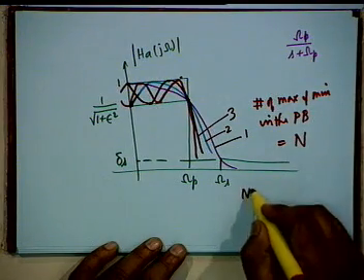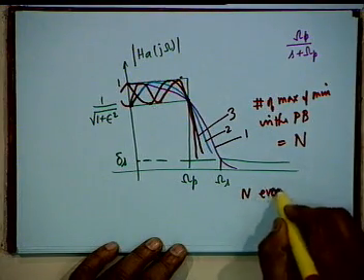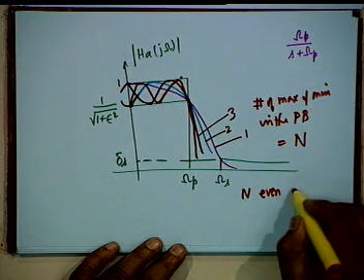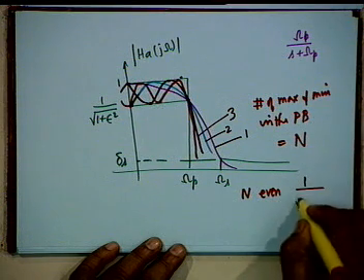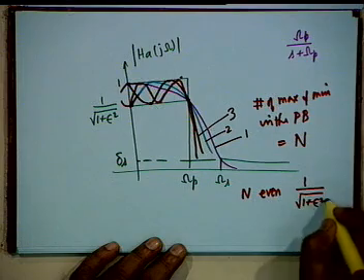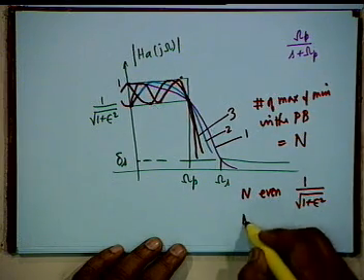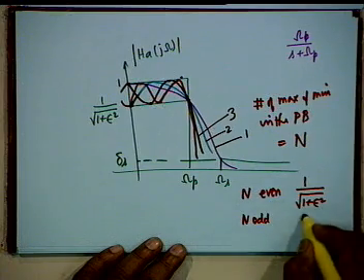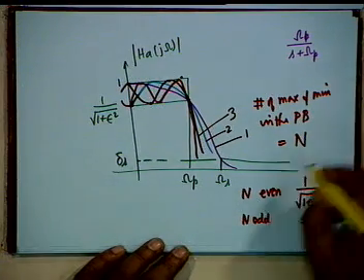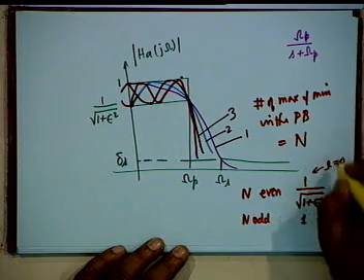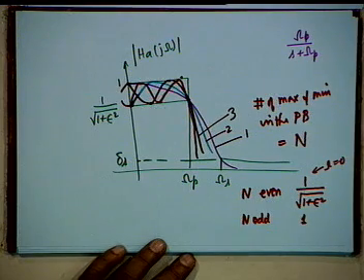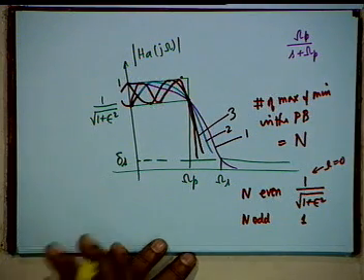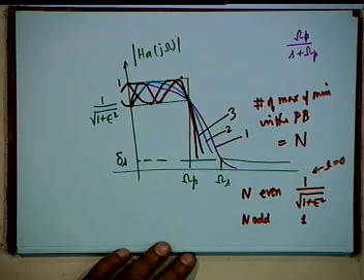And if capital N is even, then the starting point is 1 by square root of 1 plus epsilon squared. If capital N is odd, then the starting point is 1. Starting point means at omega equal to 0. Agreed? If you remember this, then we can proceed further.